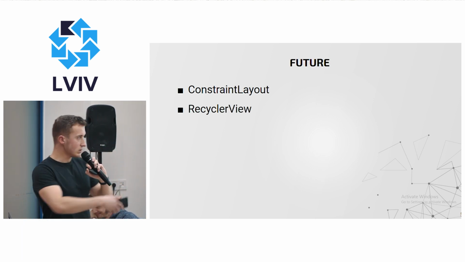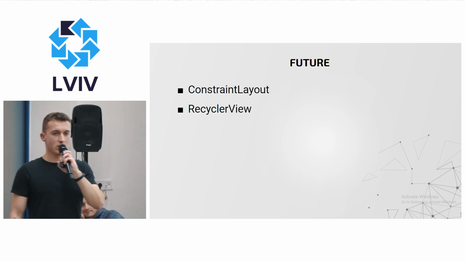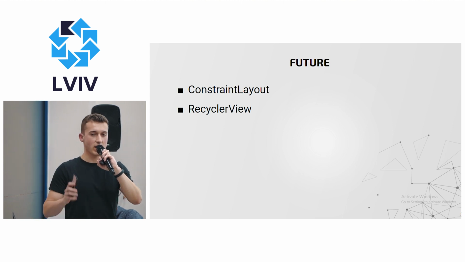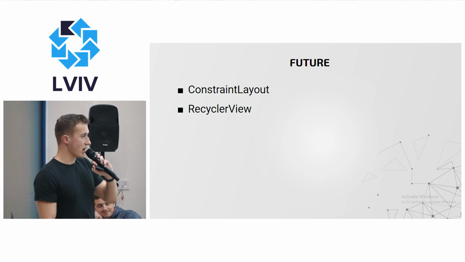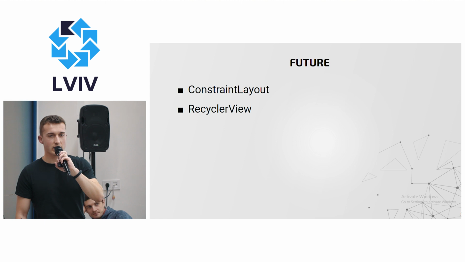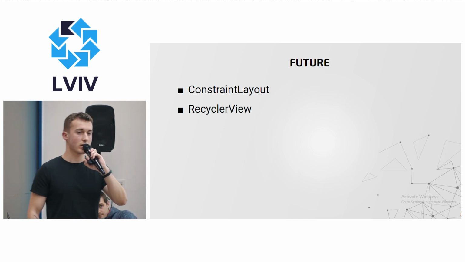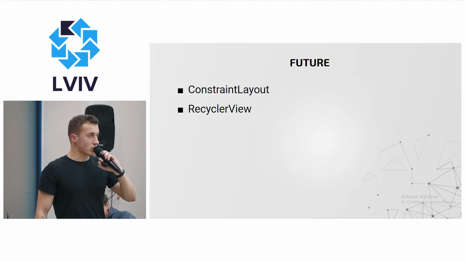Recycler view. The list from my app is just a scroll view with a vertical linear layout, and if we have like 1 million items in it, it will be really slow in UI. And the resources.